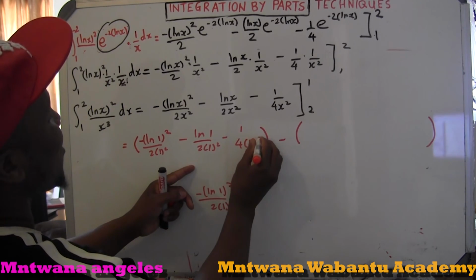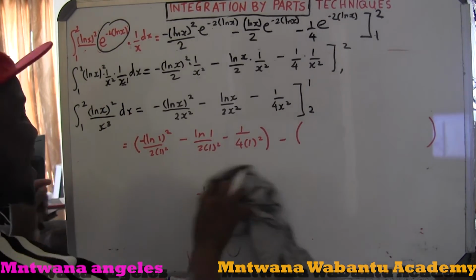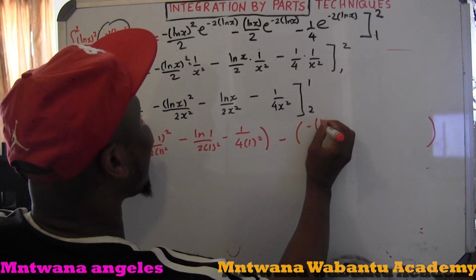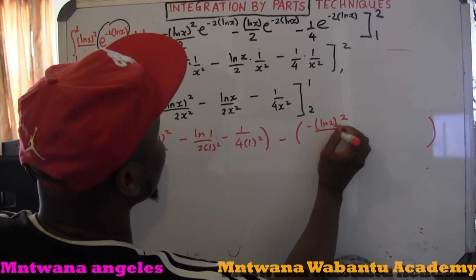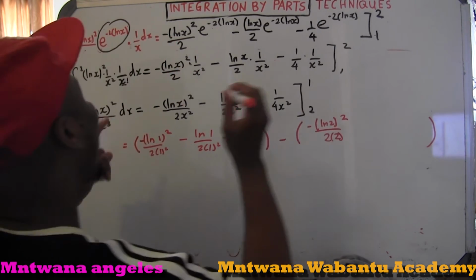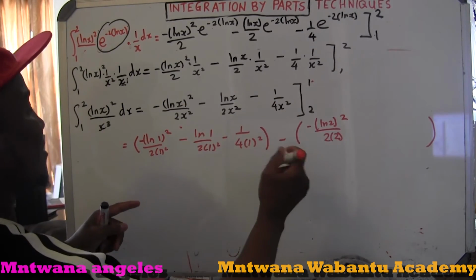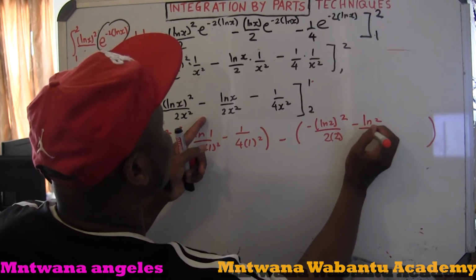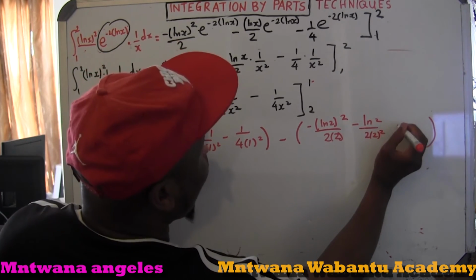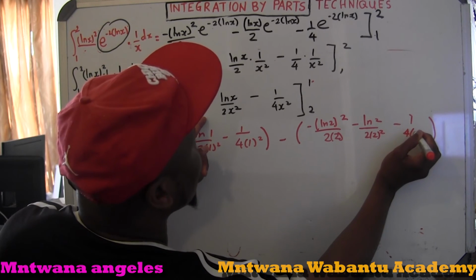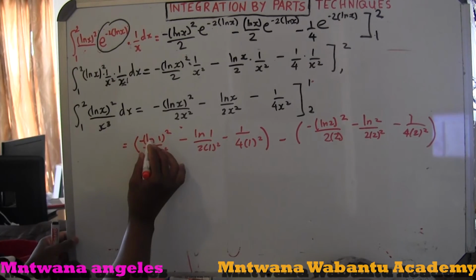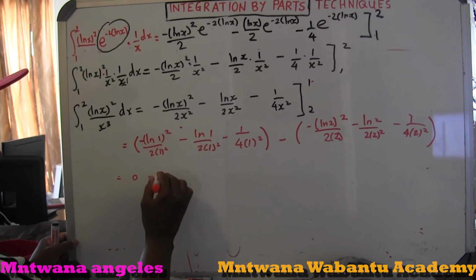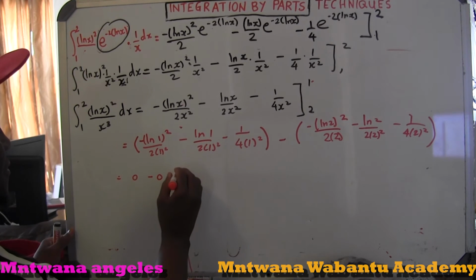So this is the upper limit minus lower limit. What is the lower limit? 2. So this is going to be negative, in brackets, ln of 2. But ln of 2 is not equal to 0. So you always plug in the upper limit, which is 1, minus the lower limit, substituting the lower limit everywhere. ln of 2 gives you an actual number, not like ln of 1. Only ln of 1 is special. So this is going to be 0, 0 divided by anything equals 0, minus 0 minus 1.